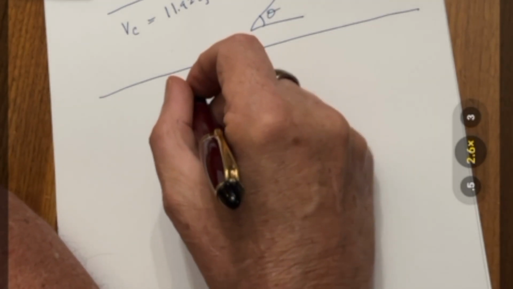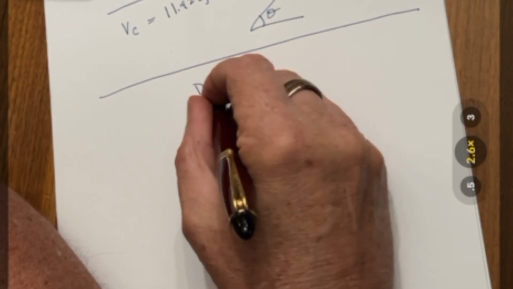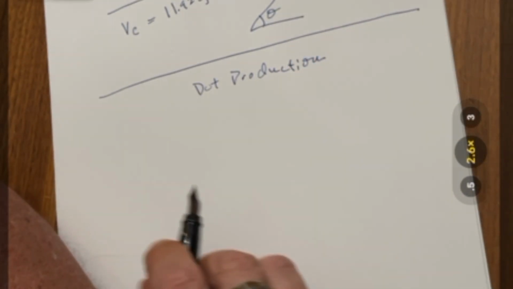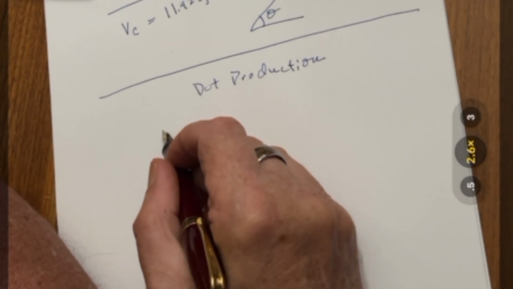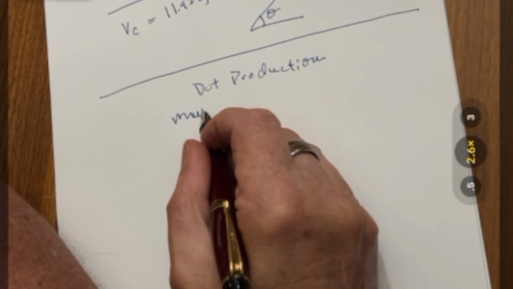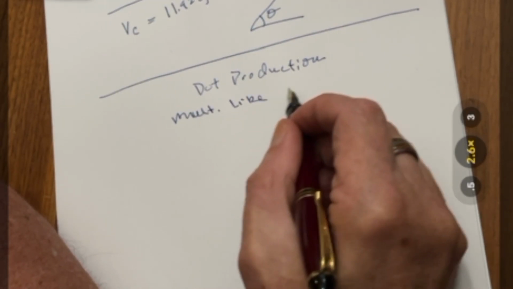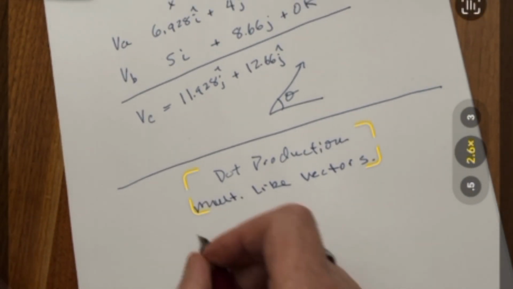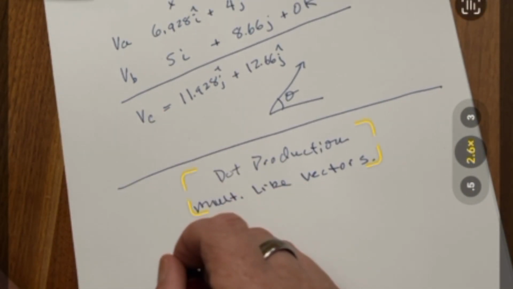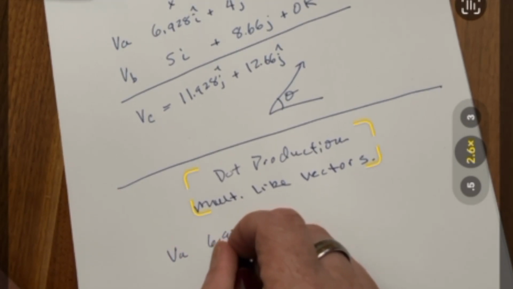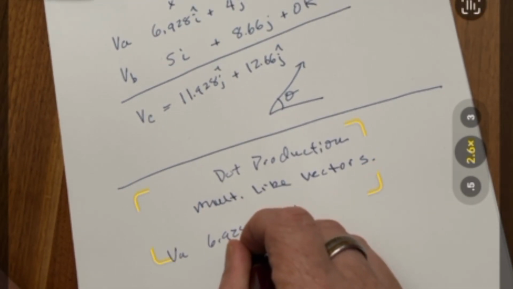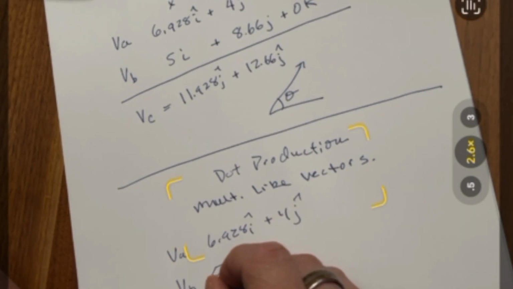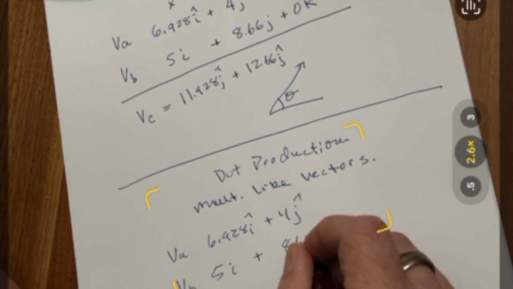Let's look at something called the dot product. The dot product is the multiplication of like vectors. So let's just put down multiply like vectors. Now what do I mean by that? So let's take our vectors from above. We have VA, 6.928i plus 4j, and VB is 5i plus 8.66j.